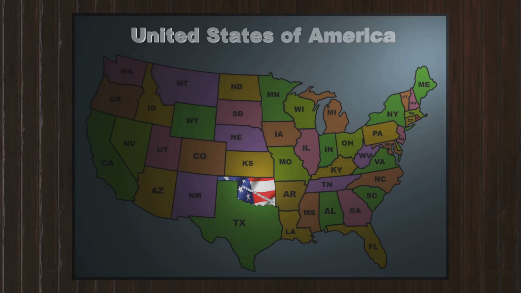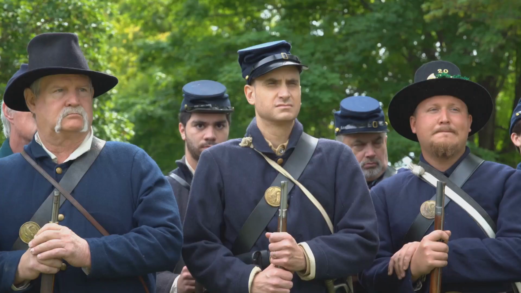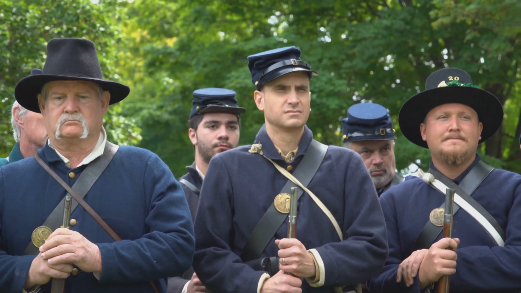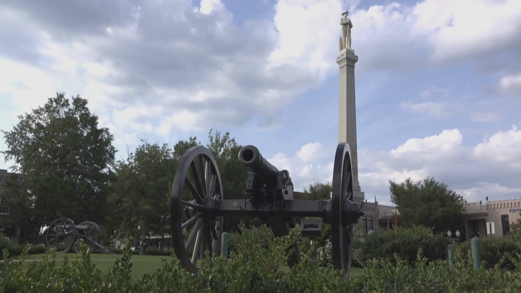At the very same time, another critical battle was reaching its conclusion far to the west. For months, Union General Ulysses S. Grant had been conducting a brilliant but difficult campaign to capture the Confederate stronghold of Vicksburg, Mississippi, perched on high bluffs overlooking the Mississippi River.